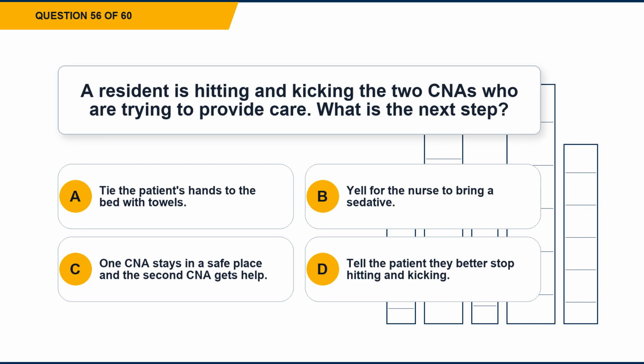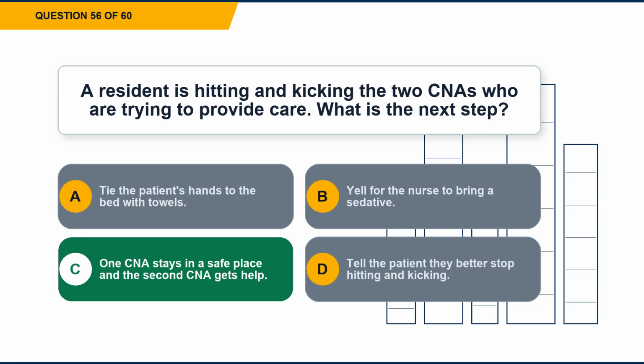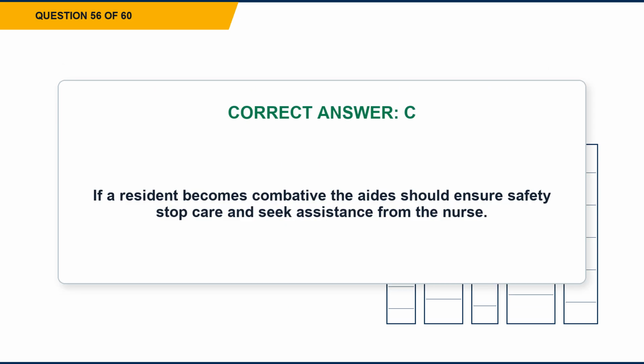Question 56. A resident is hitting and kicking the 2 CNAs who are trying to provide care. What is the next step? Option A, tie the patient's hands to the bed with towels. Option B, yell for the nurse to bring a sedative. Option C, one CNA stays in a safe place and the second CNA gets help. Option D, tell the patient they better stop hitting and kicking. The correct answer is option C, one CNA stays in a safe place and the second CNA gets help. Explanation. If a resident becomes combative, the aide should ensure safety, stop care and seek assistance from the nurse.